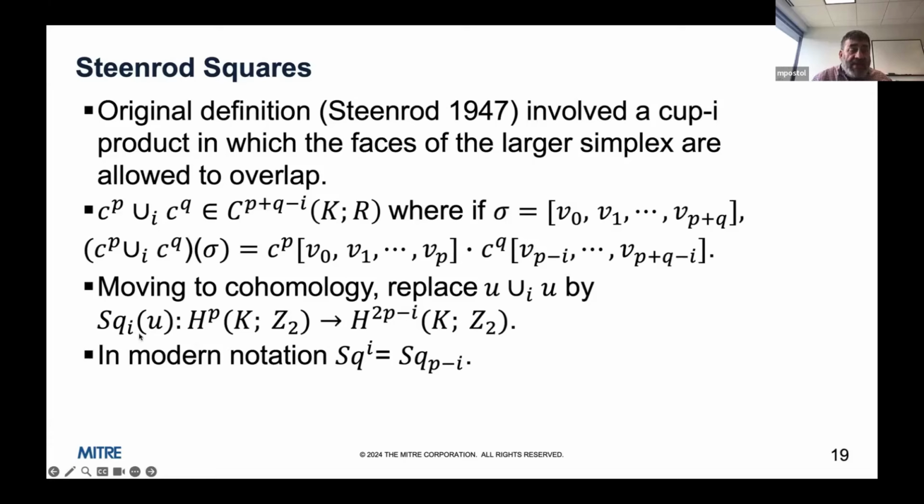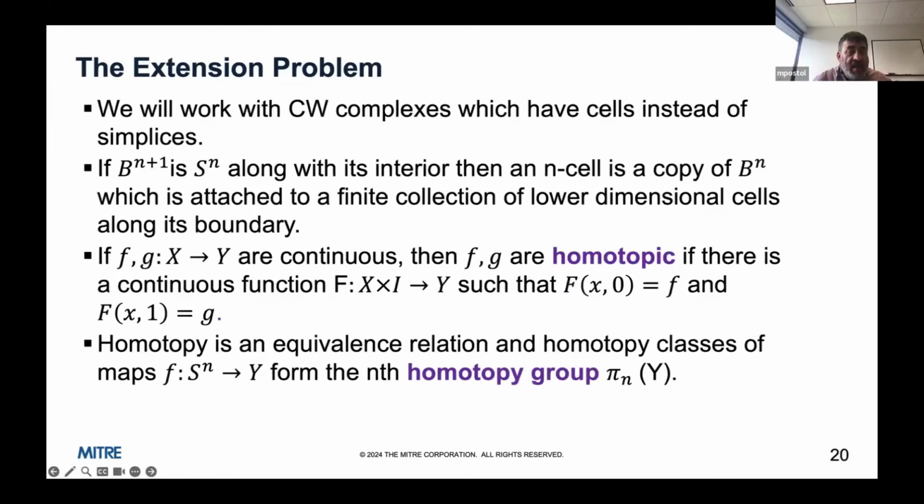So Sq i of u, the u cup-i of u, is going to be a map from H^p to H^(2p minus 1, minus i). And in modern day notation, you have Sq^i is Sq down p minus i. Extension problem, and that's going to be our example of a problem we could solve with Steenrod's now with cohomology.